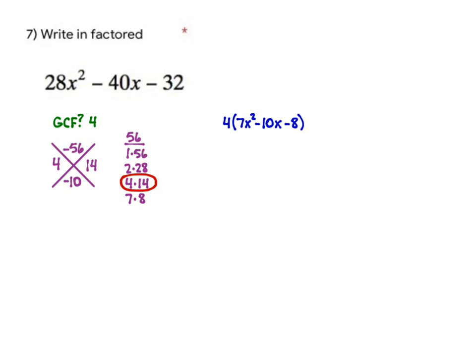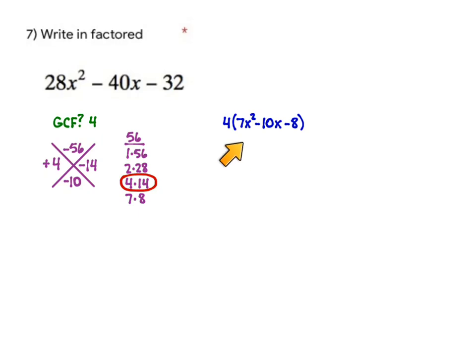Now we'll look at the signs. Well, because the top number is negative 56, and these have to multiply to a negative number, how do I get two numbers to multiply to a negative? That implies that one of them has to be positive, and the other one has to be negative. Because the two numbers have to add up to a negative number, that means that the bigger number must be the negative one. So we got a positive 4 and a negative 14.